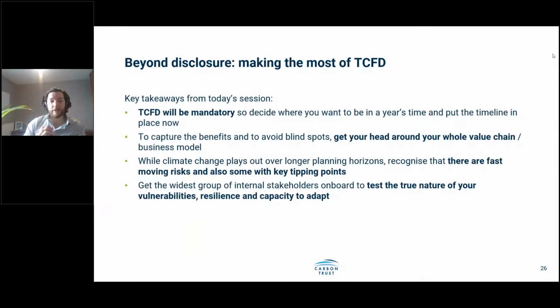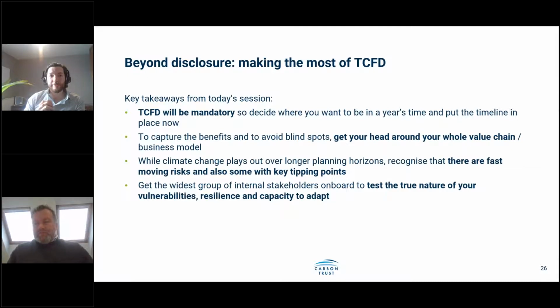I think I'm just going to hand back now to Dominic to tie things together. Brilliant. Excellent. Thanks, Ben. So before we go into the last 10 minutes and some time for Q&A, I thought I'd try and draw together some of the key takeaways from the session.